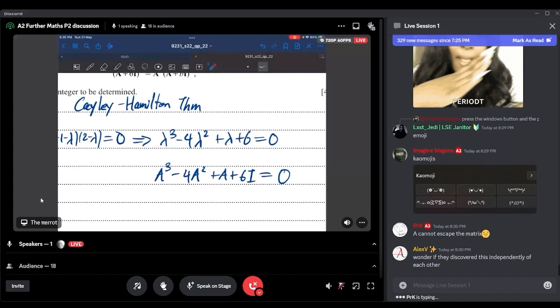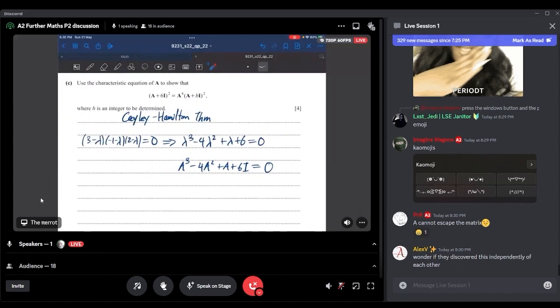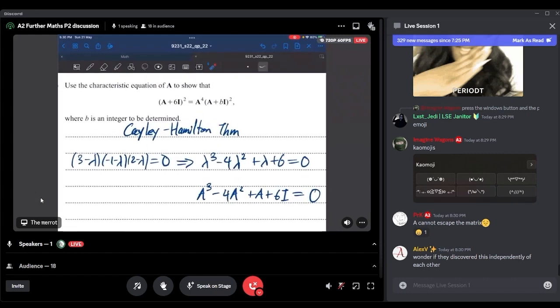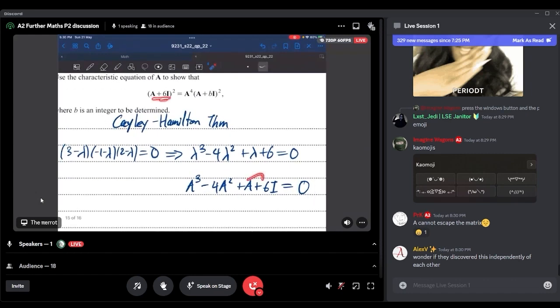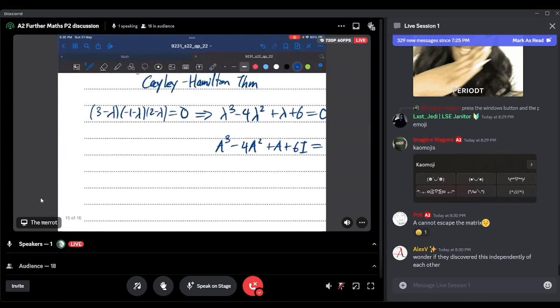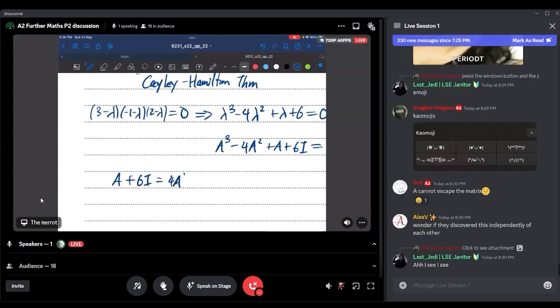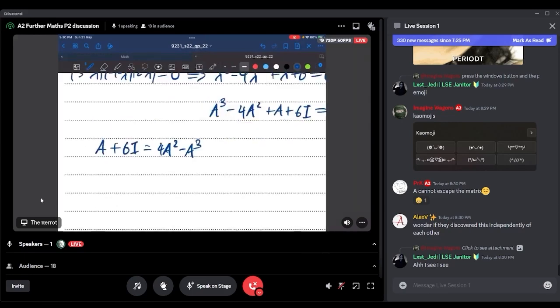So now what's next? Well, first of all, you need to find A plus 6I, and you have that. So let's bring all the other junk to the other side. So now we have A plus 6I is 4A squared minus A cubed. And actually, we can factor out the A squared. I think that's a good thing. A squared times (4I minus A).